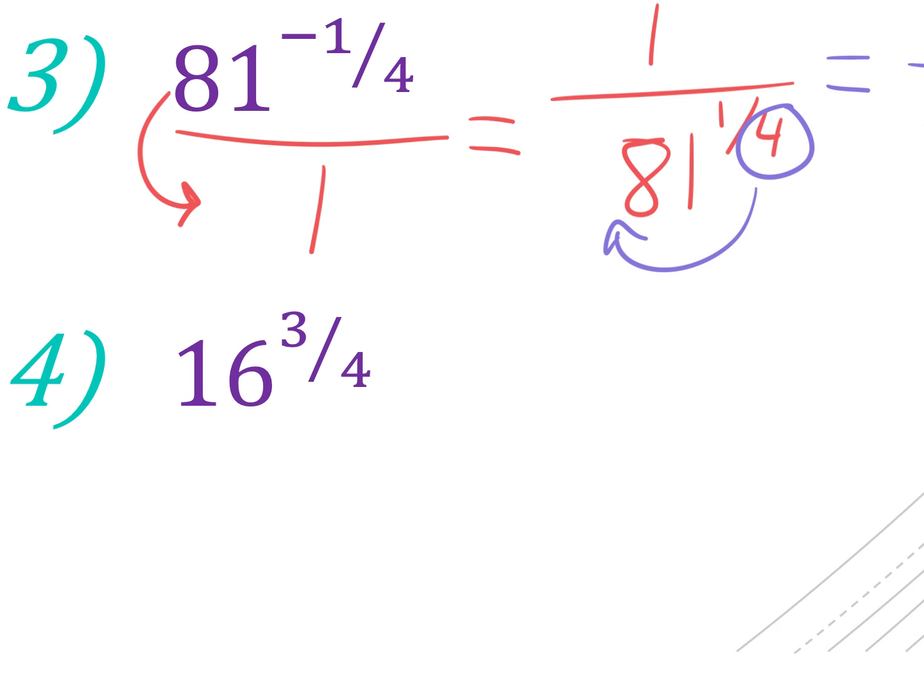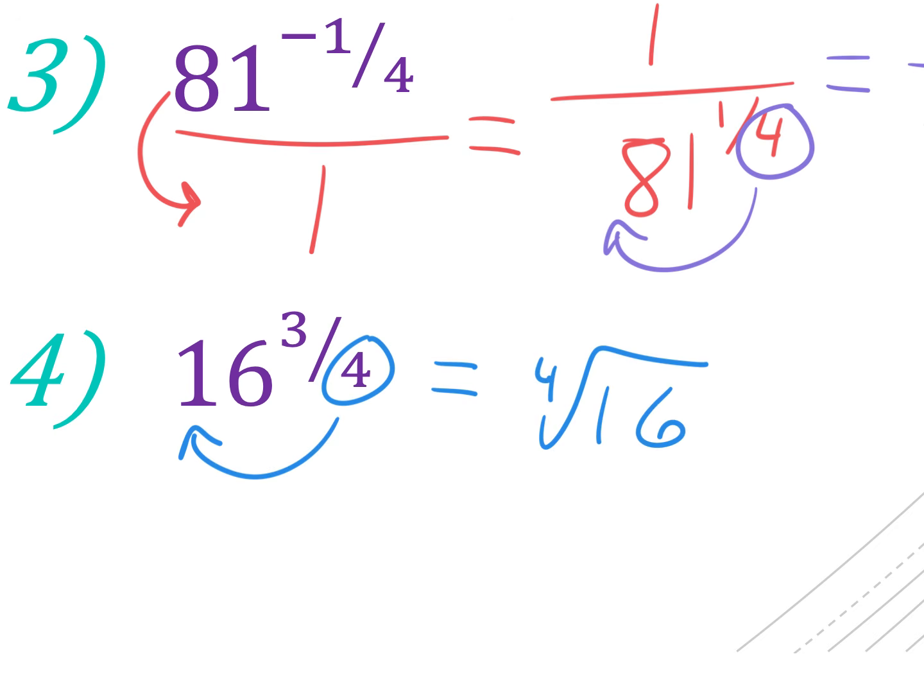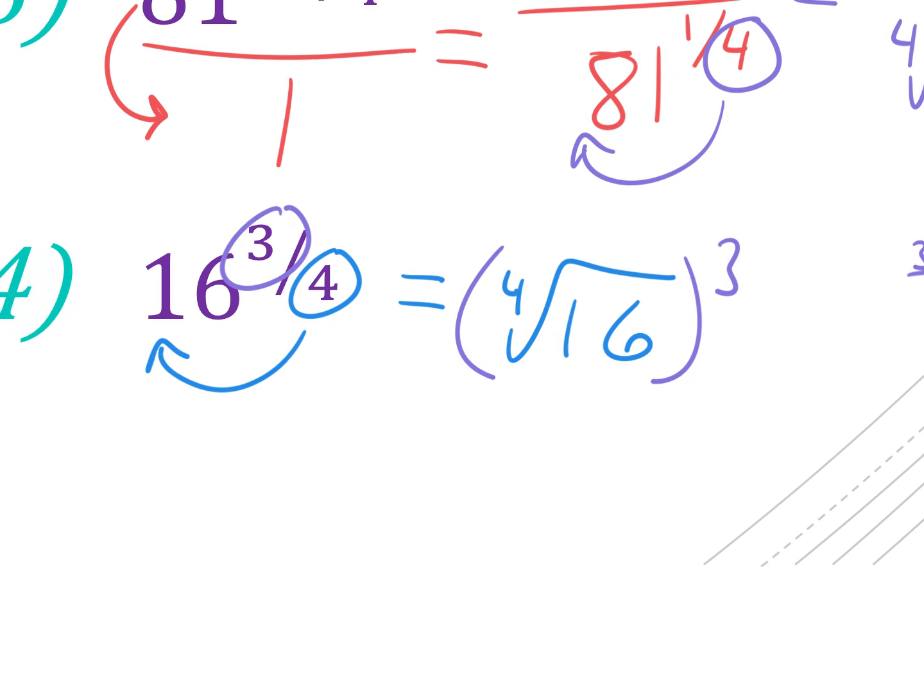All right, you guys try the next one. Okay, good. So what we're going to do is same thing as always. This 4 is going to become the index of our radical. This is going to be the 4th root of 16. This 3 in the numerator is the exponent, so this is the 4th root of 16 to the 3rd power.